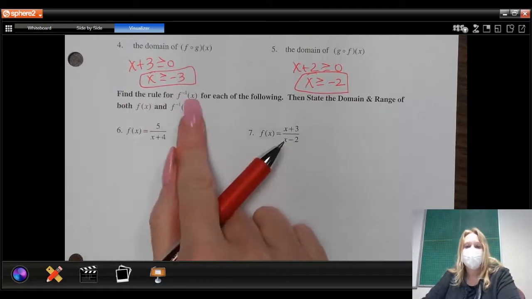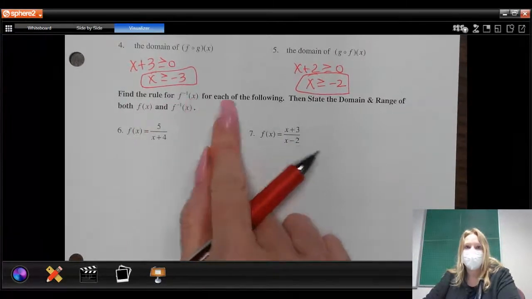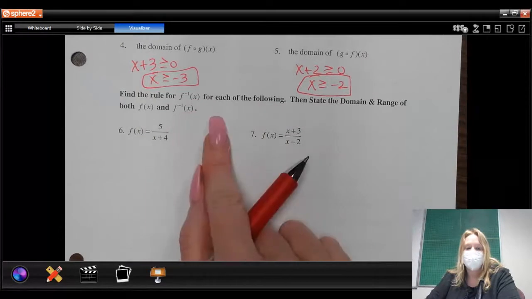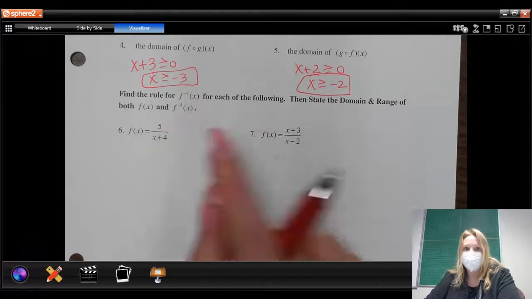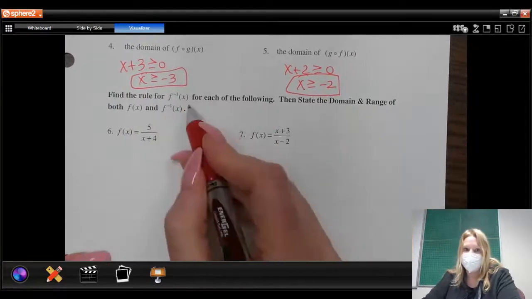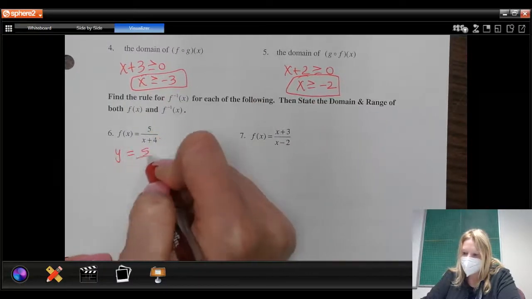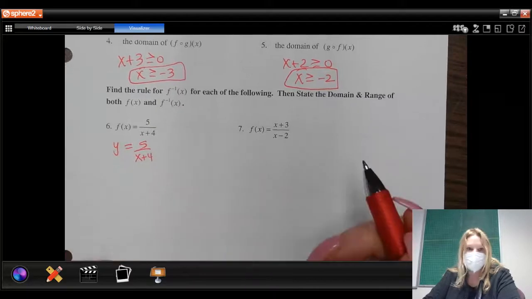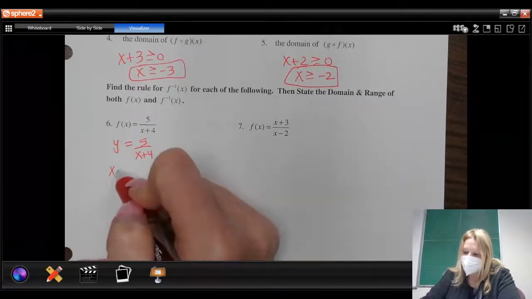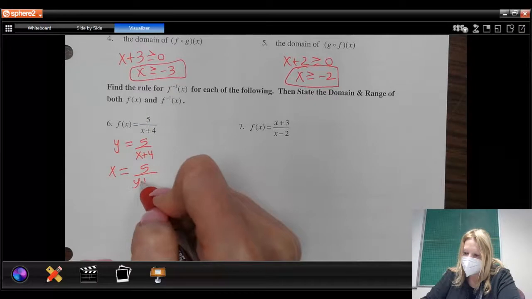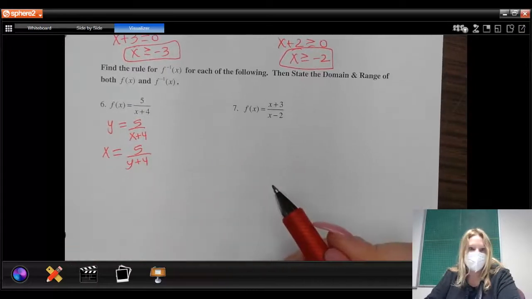Find the rule for f to the -1 of x. For each of the following, state the domain and range of both f of x and f to the -1 of x. Okay, so this is y equals this. When we do an inverse, we swap x and y, solve for y.